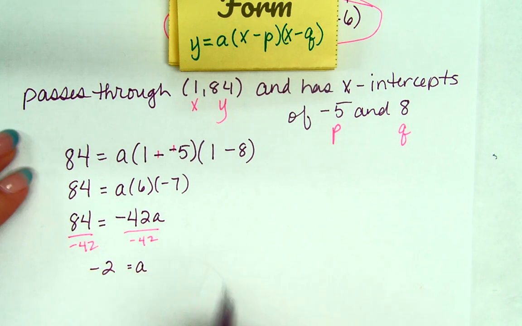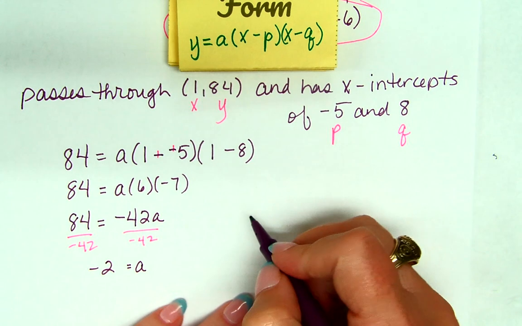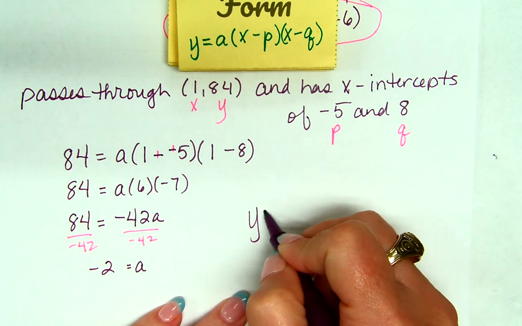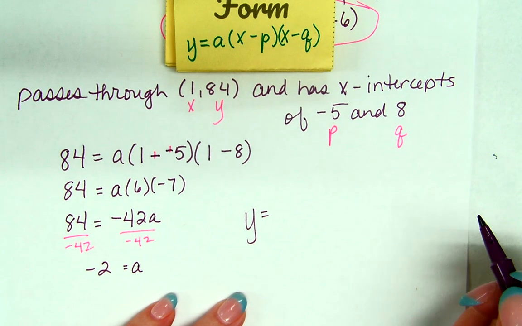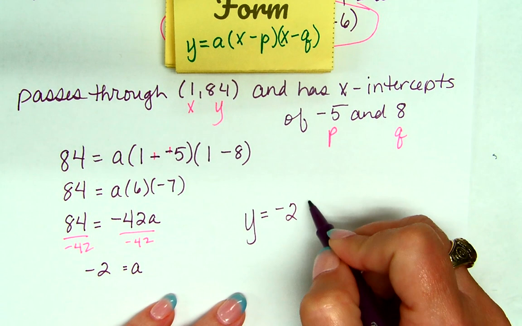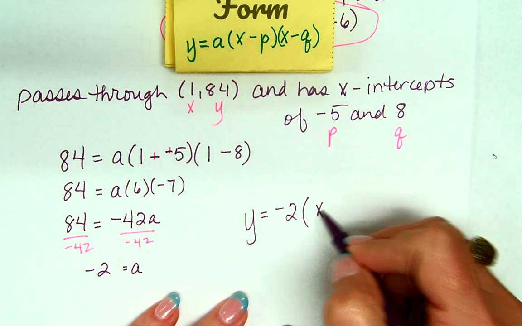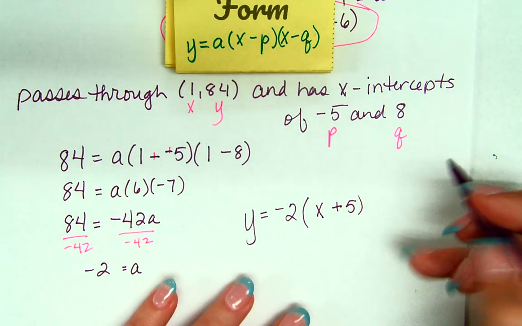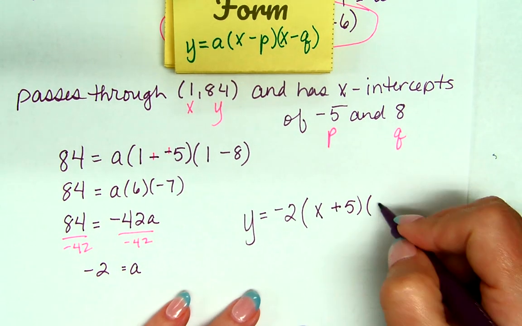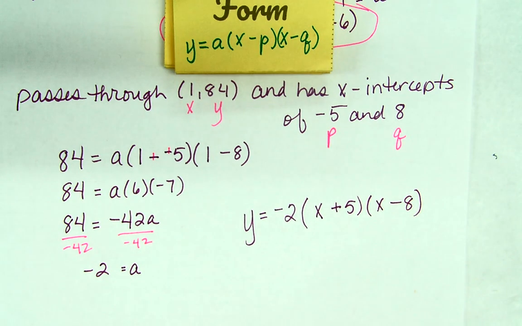Negative 2. Do I have enough information now to write my equation? What is it? Y equals negative 2, then x minus a negative 5, right? So plus 5. And then x minus 8. Perfect. Questions?